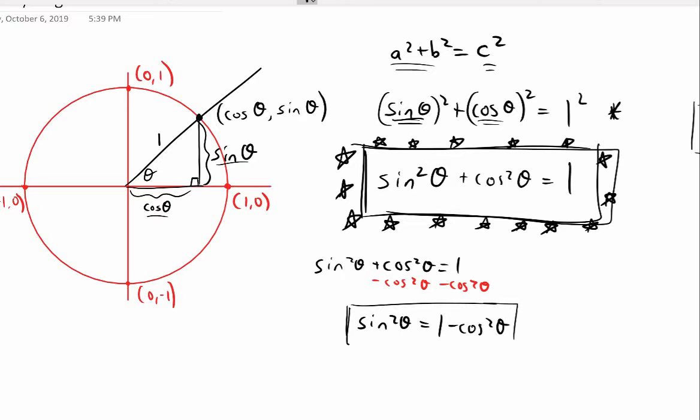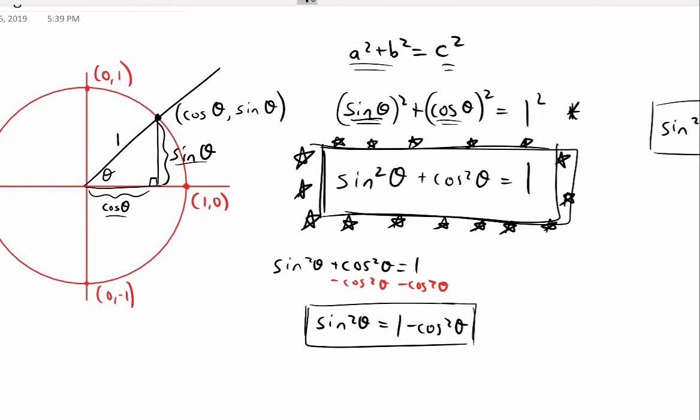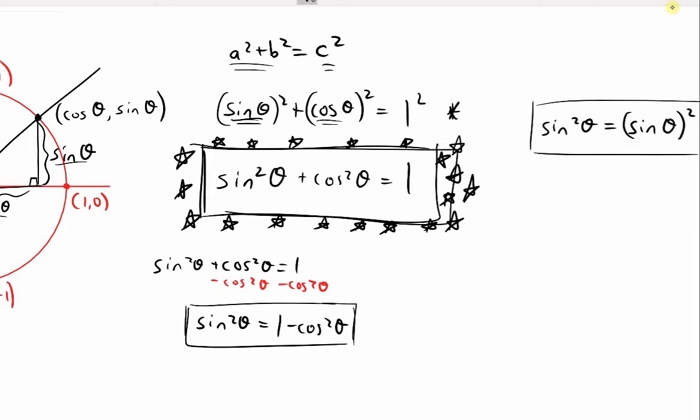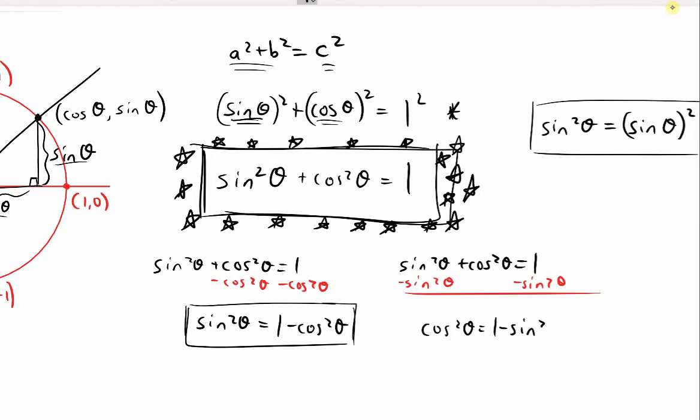I'm not going to put as many stars on it, but this is one to recognize. This one up here is the primary one to memorize. But all these alternate forms are useful in different situations, and we'll see when they're useful as we go throughout the course. Alternately, I could have subtracted sine squared from both sides, and that would have given me the following: cosine squared equals 1 minus sine squared.